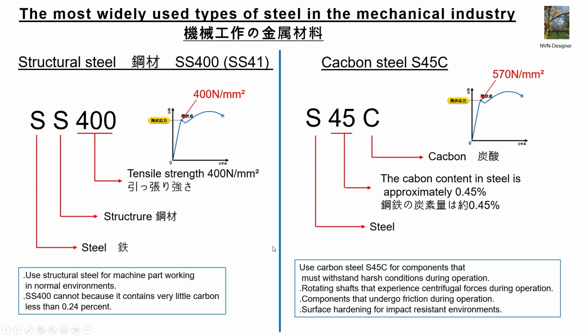per square millimeter. Carbon steel is designated as S45C. The number 45 represents the percentage of carbon element present in the steel, which ranges from 0.42% to 0.48%. This means that the steel consists of approximately 0.45% carbon.